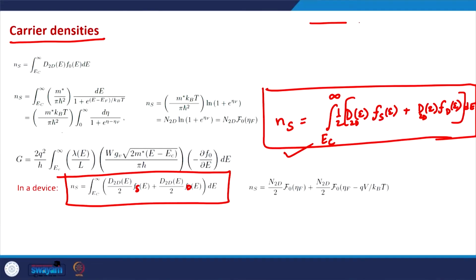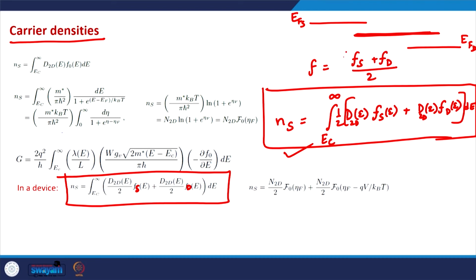And in steady state, the channel can be assumed to be filled up to the halfway of the two Fermi levels. So, for example, if the source Fermi level EFS is here, and the drain Fermi level is here, it can be assumed that in steady state the channel Fermi function will be in the midway of the two Fermi levels, or the channel Fermi function can be assumed to be the average of the source and the drain Fermi functions. So, this f of the channel can be assumed to be Fs plus Fd by 2.